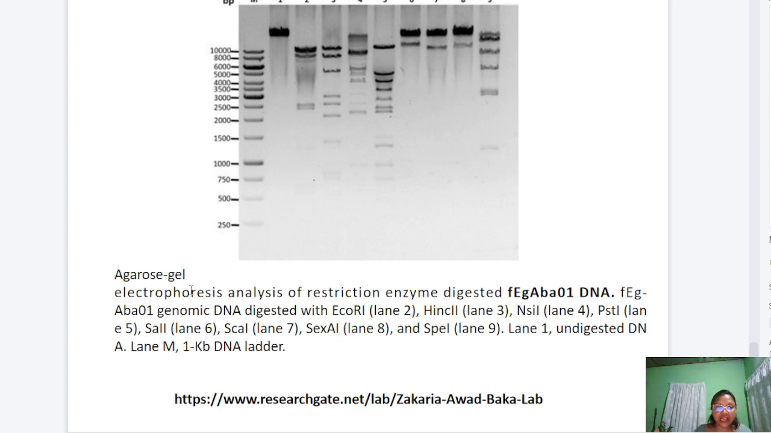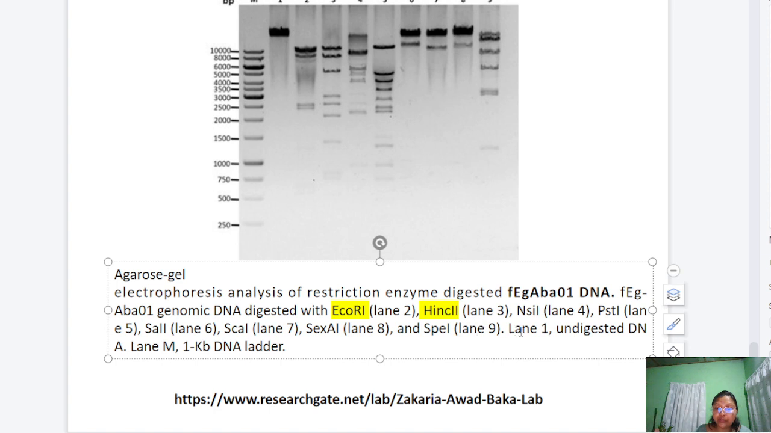Okay, so if you look at this agarose gel, you will see the electrophoresis analysis of restriction enzyme digestion for FEGABA01 genomic DNA. So we have the same DNA digested by different enzymes, or different REs. The first lane represents the DNA itself, the DNA of FEGABA01. The second lane represents the DNA that is digested by EcoR1.